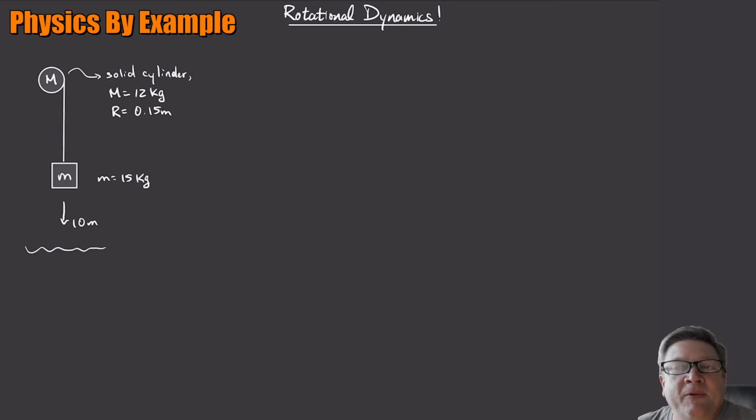So my bucket weighs 15 kilograms, and it's wound around a solid cylinder of mass 12 kilograms, radius of 15 centimeters. And what I want to know is, what is the acceleration down of that bucket?